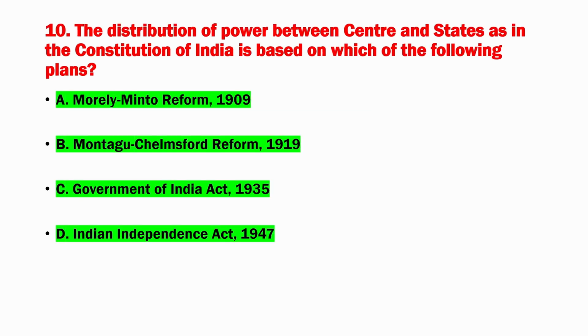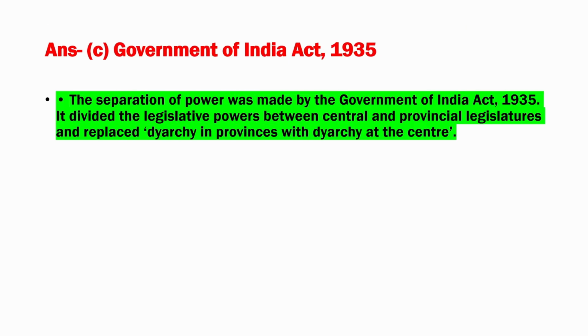10. The distribution of power between centre and states in the Constitution of India is based on which of the following plans? The correct answer is C, Government of India Act 1935. The separation of power was made by the Government of India Act 1935. It divided the legislative powers between central and provincial legislatures and replaced diarchy in provinces with diarchy at the centre.